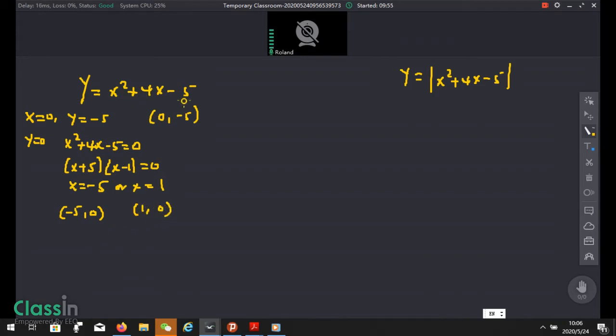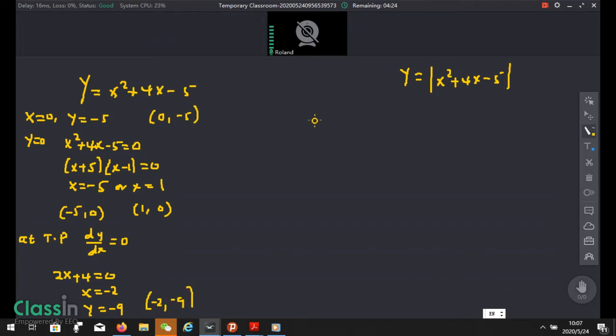It's a quadratic, so it has a turning point. We know that at the turning point, dy/dx is 0. Anyway, you can check my video on curve sketching. So dy/dx will be 2x plus 4 equals 0, and x becomes -2. If x is -2, we can put -2 in the original equation to find y. That would be -2 squared plus 4 times -2 minus 5, and that would be -9. So the turning point is (-2, -9).